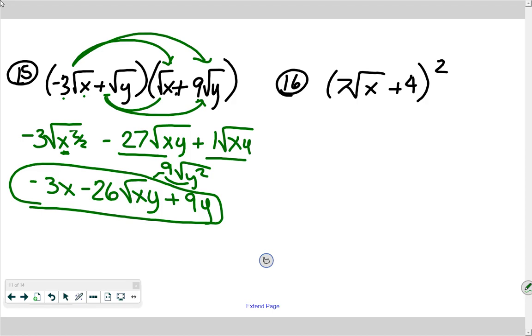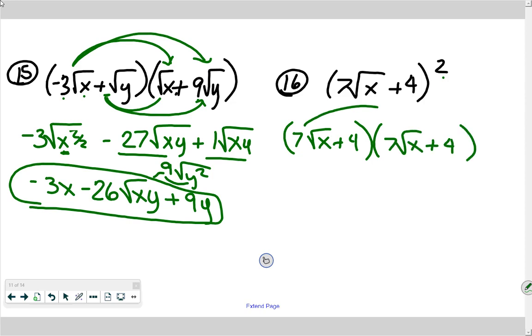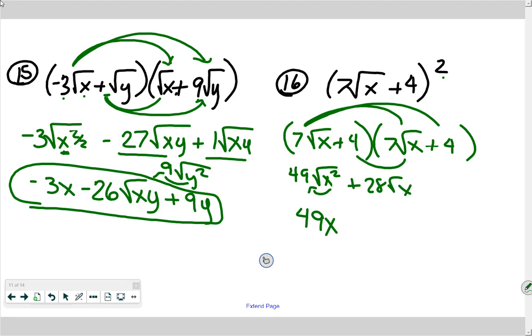Okay, number 16 is the same as 15, it's just not written out for us, so we take this, and it means to write this parentheses twice. So I have 7 rad x plus 4, and a 7 rad x plus 4. Okay, so distributing whole number would make that 49 rad x squared, right? So it comes out as 49x. Okay, distributing that one times that one, it would make it a positive 28 rad x. And then the same thing here, we get a positive 28 rad x.